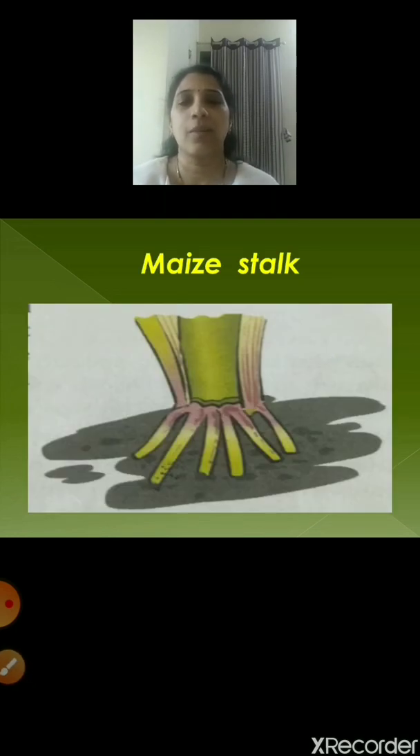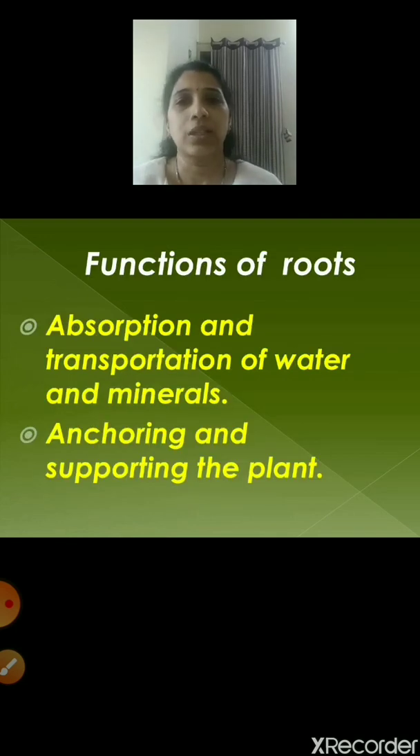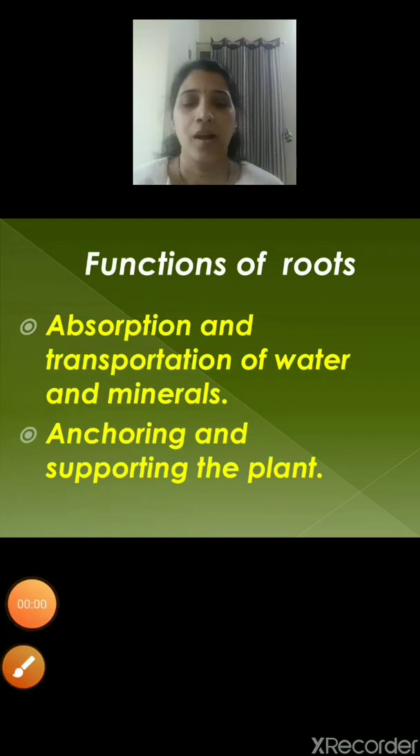Now this is about the maize stalk which you can see on the screen. Now what are the functions of the roots? Absorption and transportation of water and minerals. Anchoring and supporting the plant. Now anchoring means to hold the plant firmly in one position.